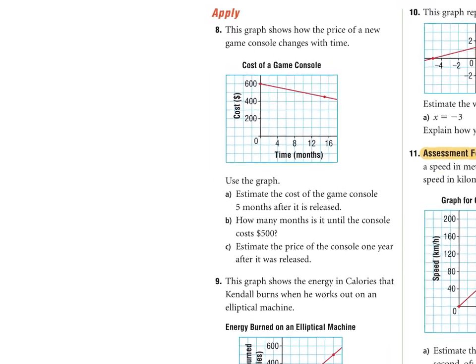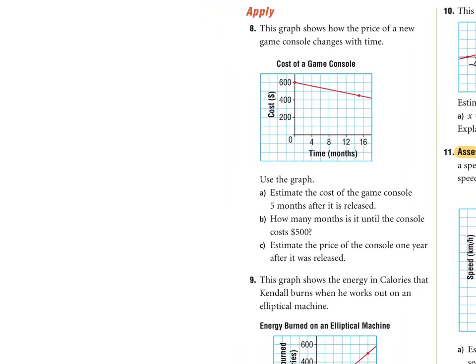So these ones here are where they give us word problems, and we kind of need to have an understanding of what's going on in the graph in a real world situation. It's not just numbers. These numbers have more of a real world meaning. So this graph shows how the price of a new gaming console changes with time. So when it first comes out, it's at $600.